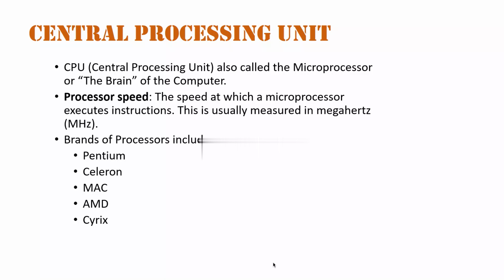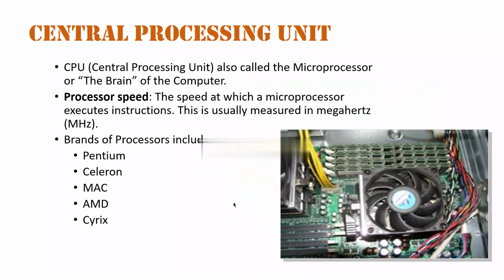So the various processors or motherboards have various processor components. This is based on the companies that have built them and the components they are made up of. So we have the Pentium type, we have the Celeron, we have the Mac, then we have the AMD, then we have the Cyrix. So these are the brands of the microprocessors or the processor components.